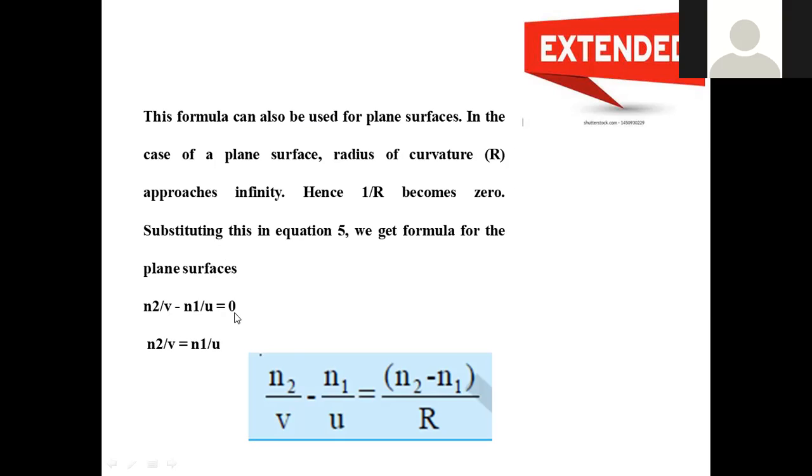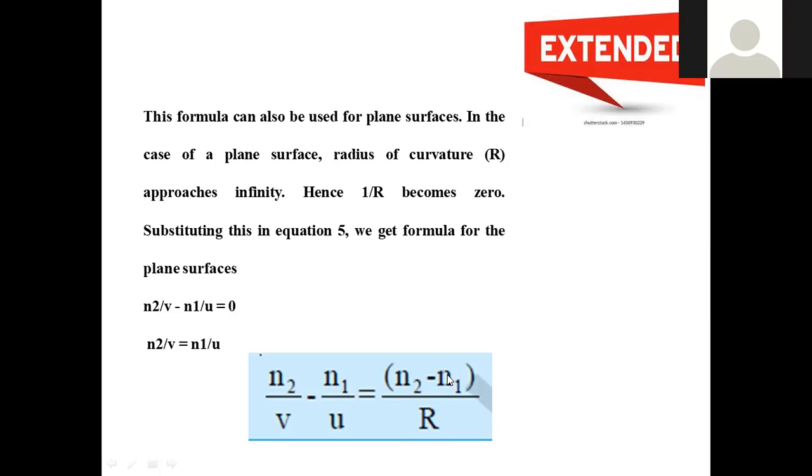If such is the condition, what happens? We have to take the negative term to the right hand side. Now it becomes N2 by V is equal to N1 by U. This is the relation drawn from the equation we just derived, N2 by V minus N1 by U is equal to N2 minus N1 by R.